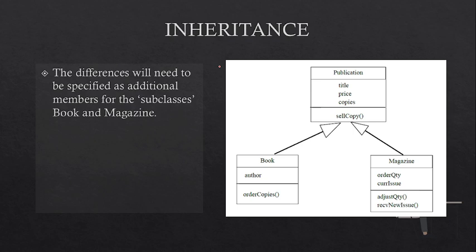It contains the common attributes, let's say title, price, and copies, and then the method copy. And for the book and magazine, they retain their classes, but the number of attributes and methods has been altered. Meaning, the attributes title, price, and copies in book are moved to publication, as well as in magazine.